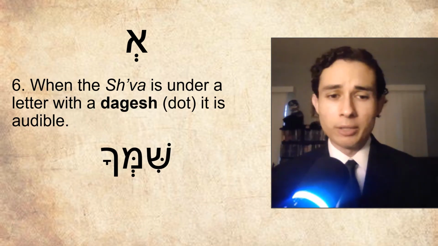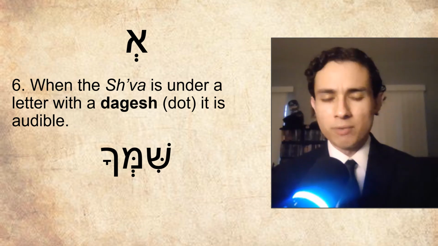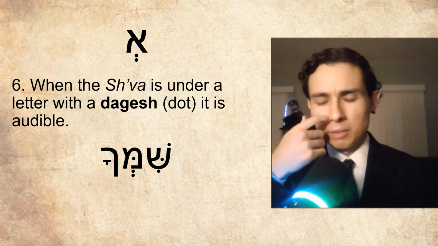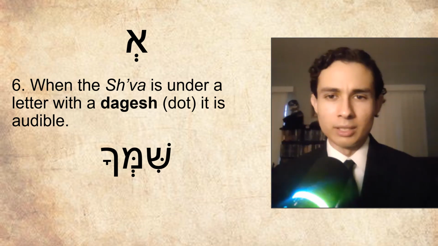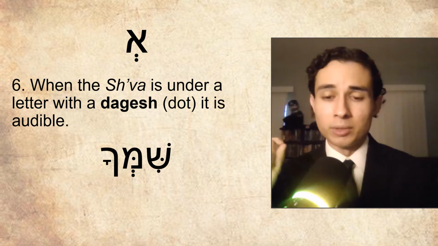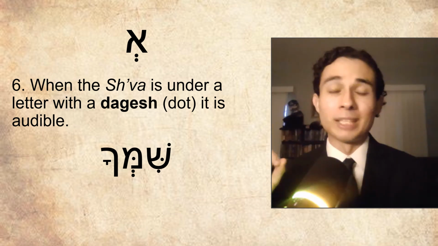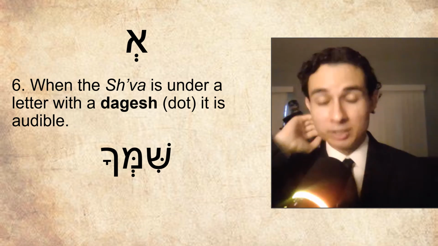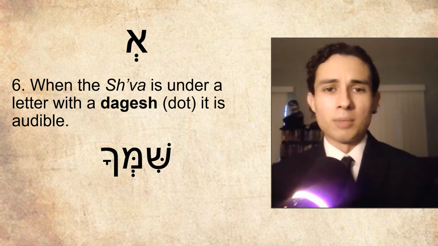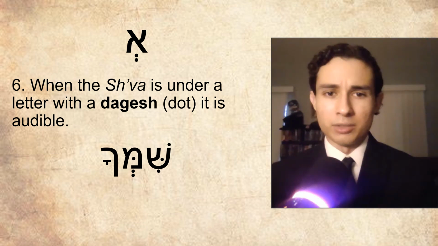And for our final rule, rule number 6, when the shva is under a letter with a dagesh, a dot, it is audible. So another thing to note is that when you're transliterating letters with a dagesh in them, most of the time, people treat them as a double letter. They put double of the letter, but that's more of an English practice. Definitely not in Spanish. In Spanish, I've never seen a doubling of the letter, really. But you don't have to do it. It's not like set in stone.